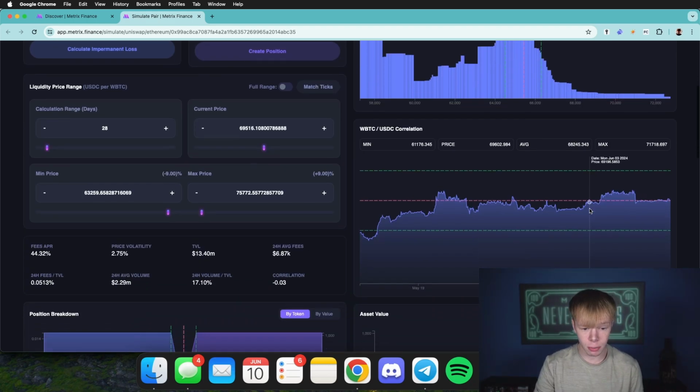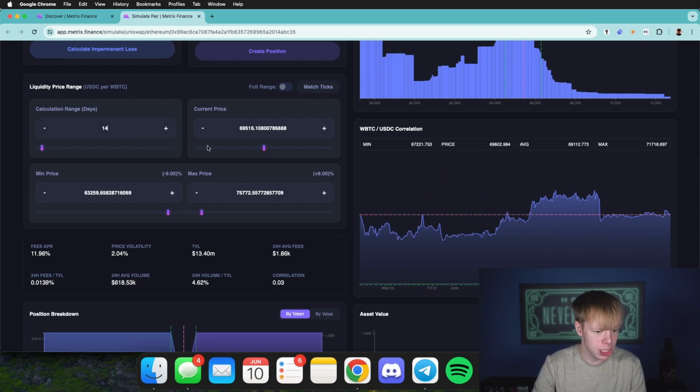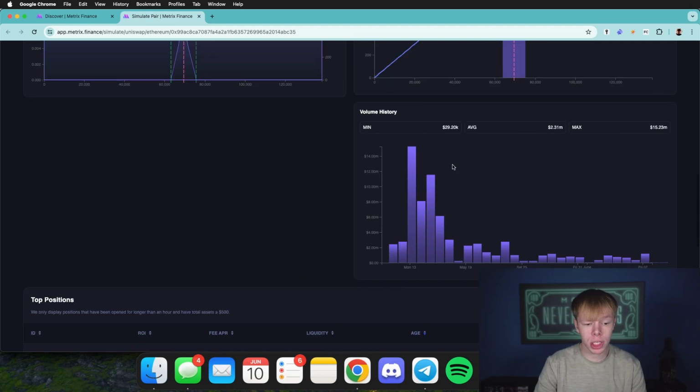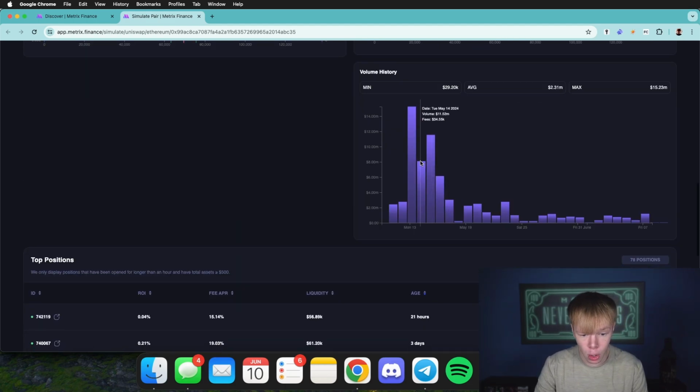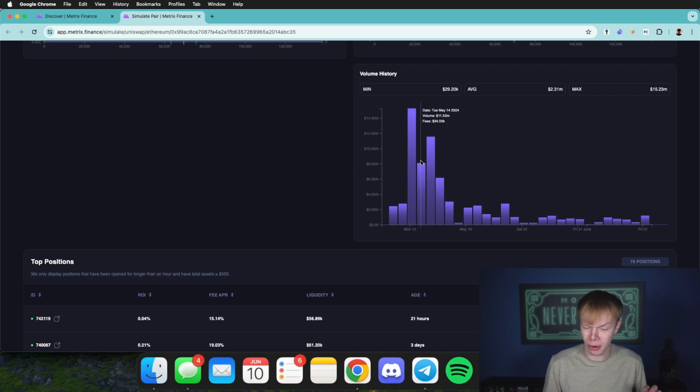And this seems like a pretty solid range to me. It keeps us in range for the past nearly 28 days. And if we look at 14 days, we are well in range as well. So what I'm going to do is I'm going to zoom back out to 30 days. I'm going to look at the volume history and say, okay, this volume has drastically gone down.